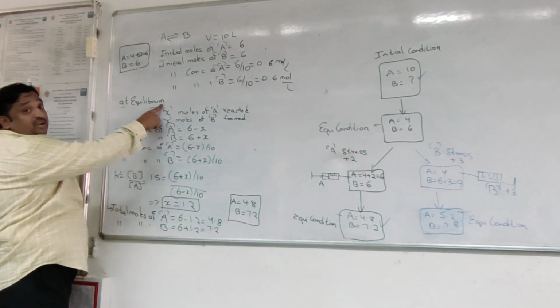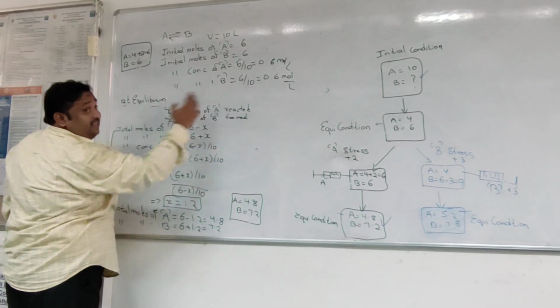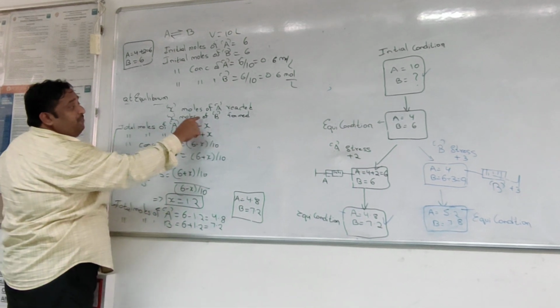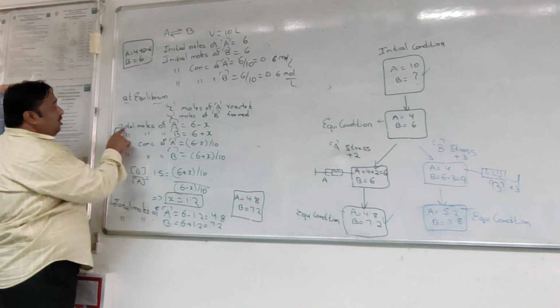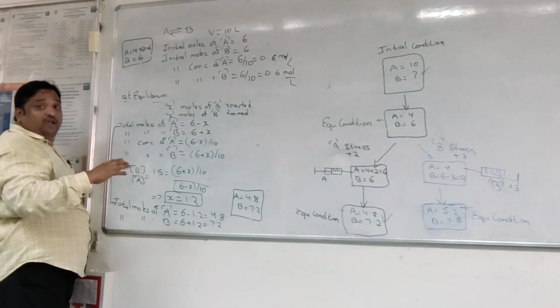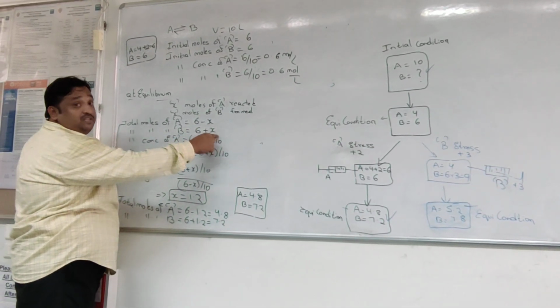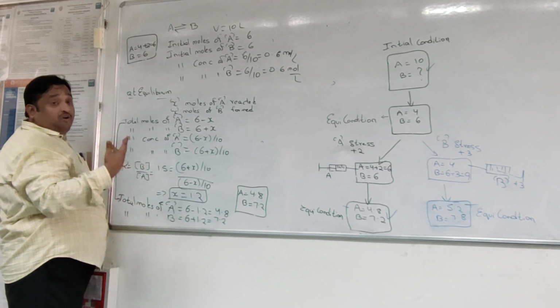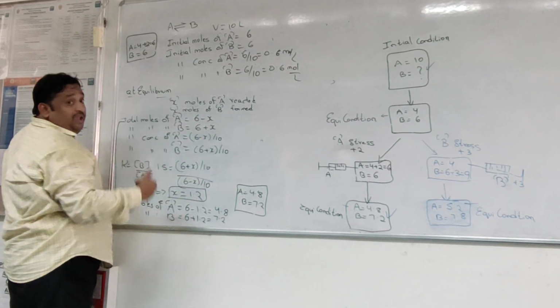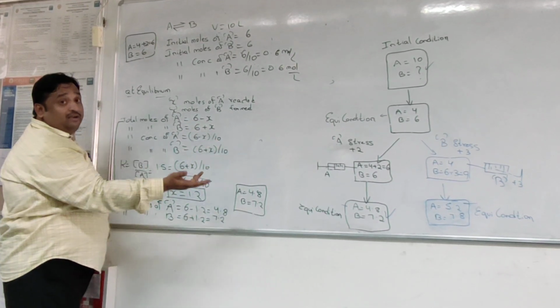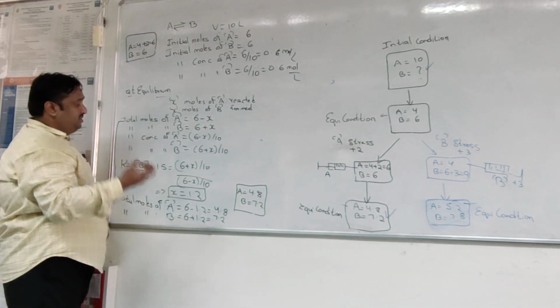At equilibrium, X moles of A get reacted, which means X moles of B get formed. Now the total moles of A at equilibrium is 6 minus X. Total moles of B is equal to 6 plus X. If you convert this into concentration, moles by volume, which is 10, if you divide by 10, it will convert to the concentration.